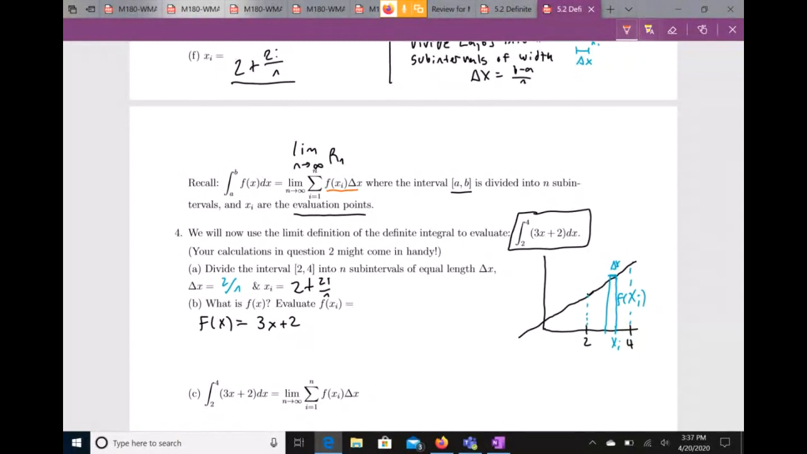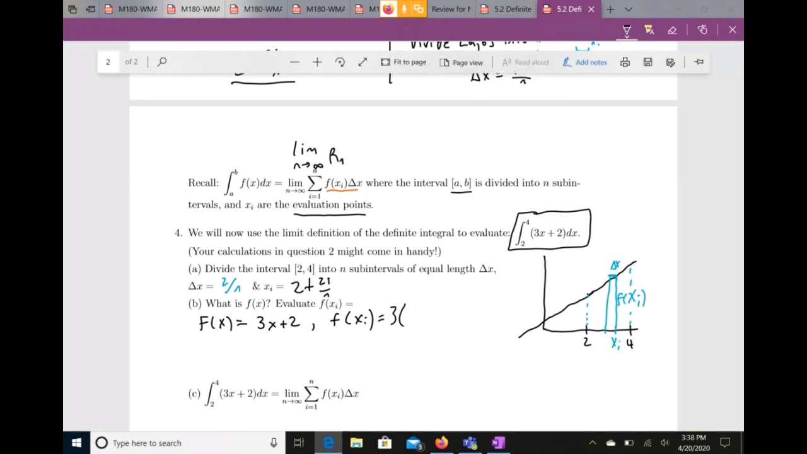So what is f of x sub i? Our function is 3x plus 2, and x sub i is the expression 2 plus 2i over n. So I'm going to replace x with that expression. I'll get 3 times (2 plus 2i over n) plus 2. This will give me 6 plus 6i over n plus 2, or 8 plus 6i over n. So this is f of x sub i.